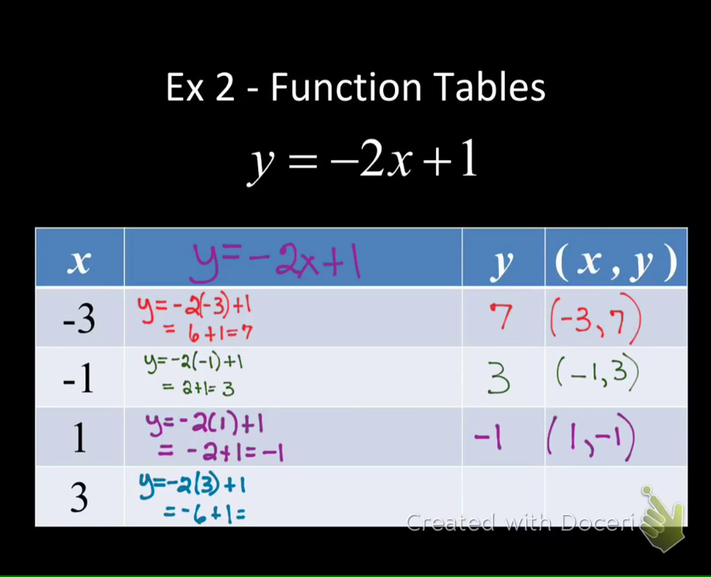Listen to me. There you go. What type of 5 is it going to be? -5. So your output or your y value then equals what, Alex? -5. What's your ordered pair going to be? What's your x value? And then your y value? There you go. Okay. So finish filling out the chart.